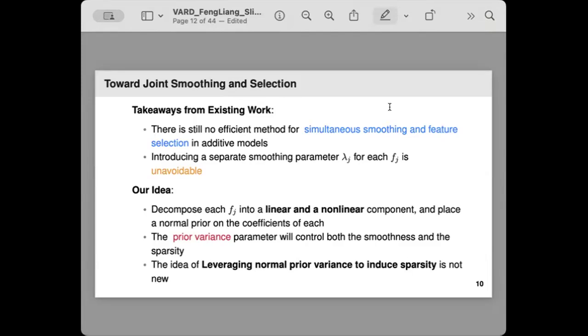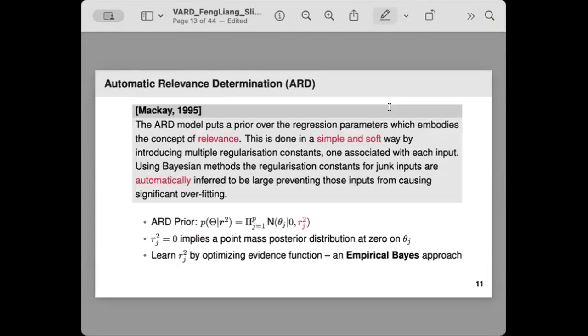This idea is not new. Here I cite a classical reference, McCain 95. I'm not going to read the whole text here, but let me summarize the key ideas listed in those bullets. Suppose we have a model parameter theta and we believe the true parameter is sparse. Then one approach is to place a normal prior on each theta j and with its own variance Rj squared. Instead of fixing those variances ahead of time, we will learn them from the data.